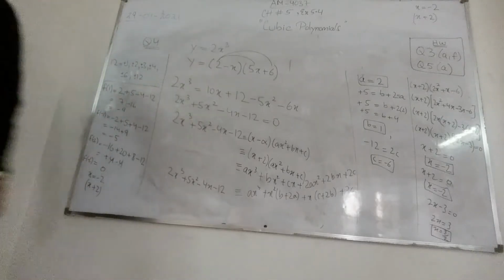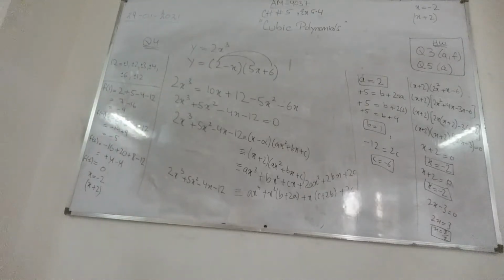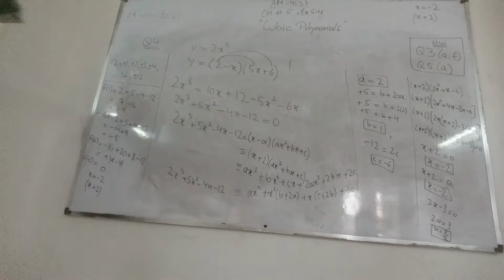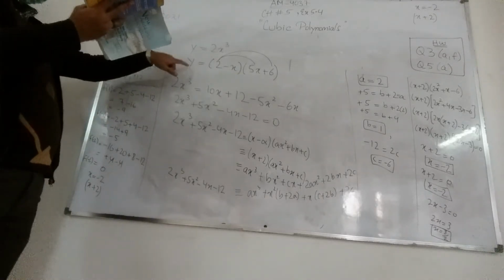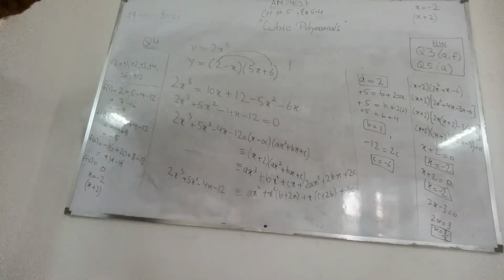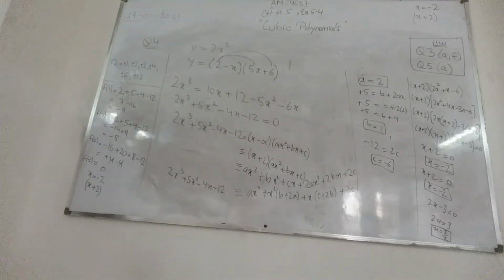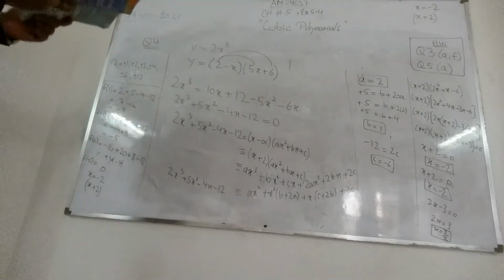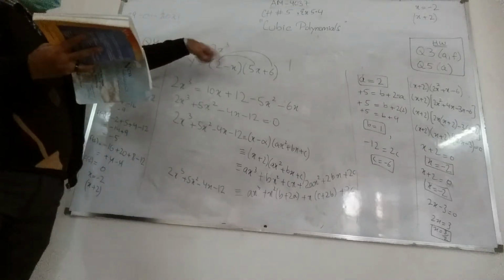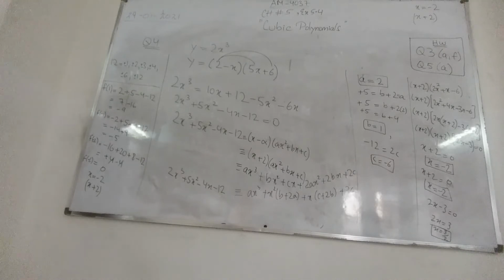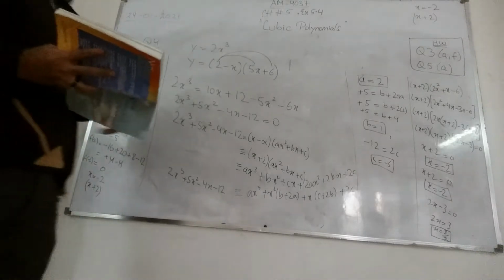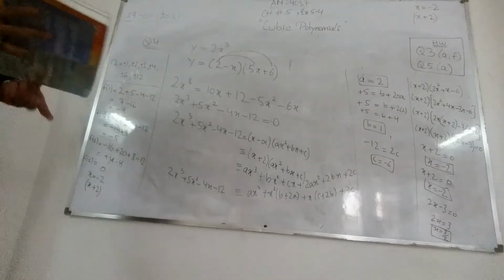In question number 4, I am reading out the question from your book. In question number 4, the curves y is equal to 2x cube and y is equal to 2 minus x, 5x plus 6. These are the two curves which are given in the question. They intersect in 3 points. Since the highest degree is 3, they are intersecting at 3 points, and we have to find the x coordinate of these 3 points. We just have to find the value of x of those 3 coordinates.